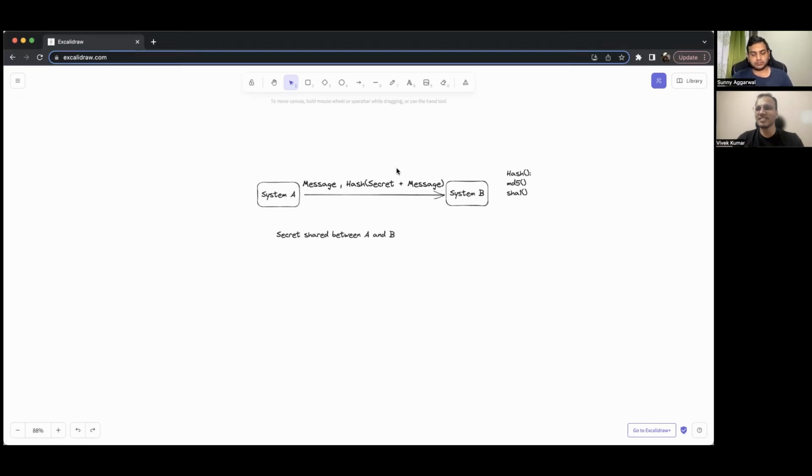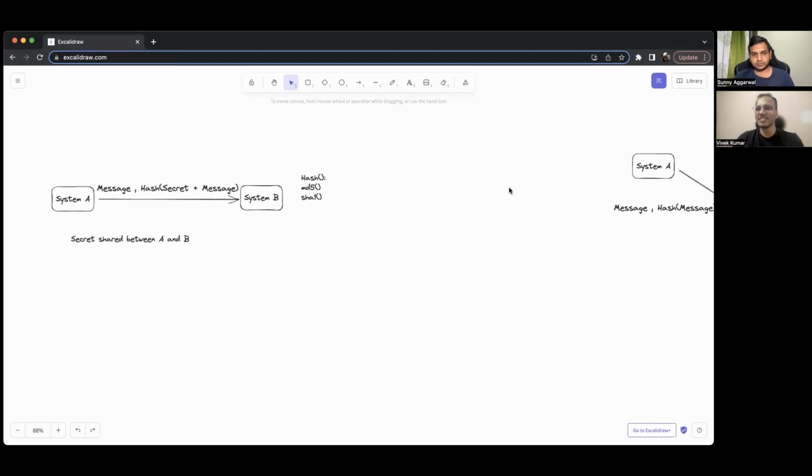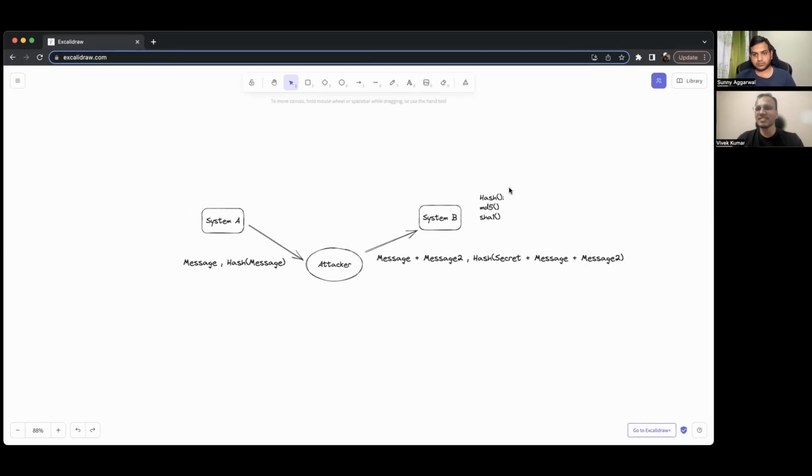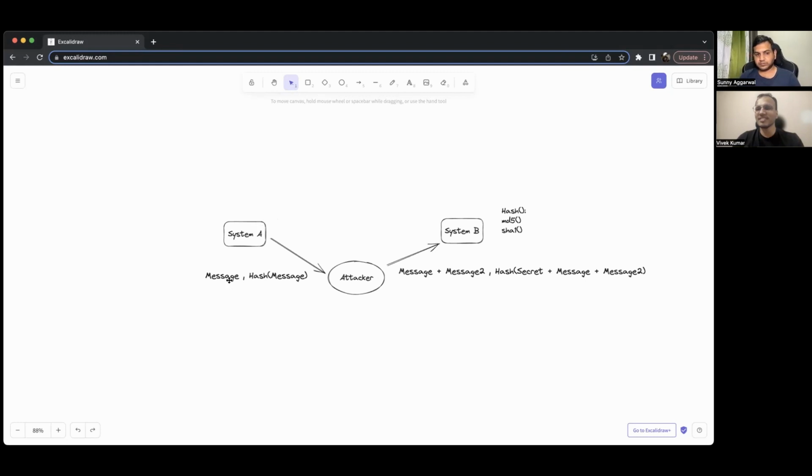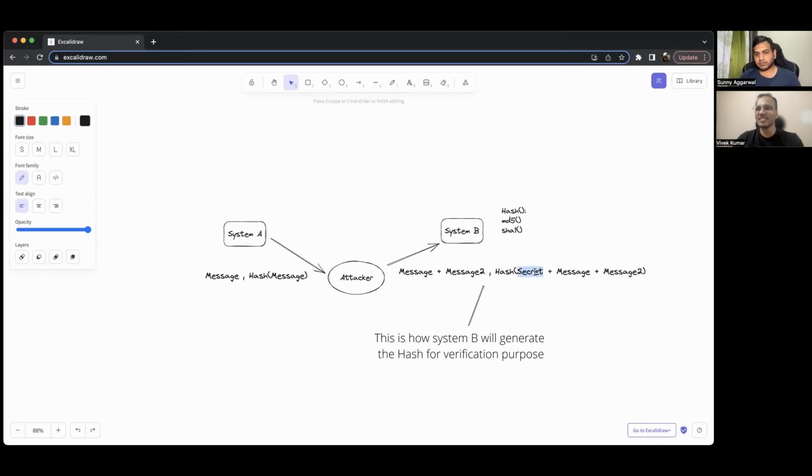In a length extension attack, an attacker can append extra information at the end of the original message and generate a valid hash without knowing the secret. So the scenario would look something like this, where system A is sending the message and the hash of the message. The attacker intercepts it, appends a message 2 at the end of the message, and generates the hash of message plus message 2 using the secret. However, like we said, the length extension attack works without knowing the secret. So the hash will be generated without knowing the secret.